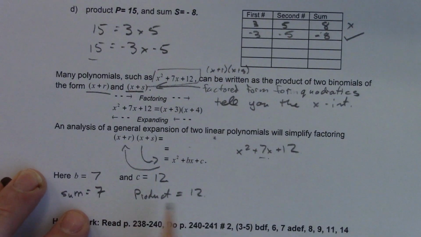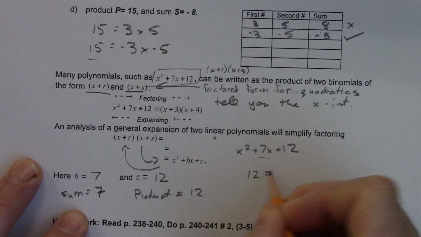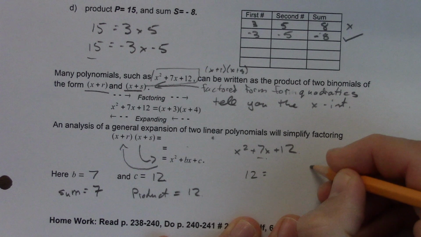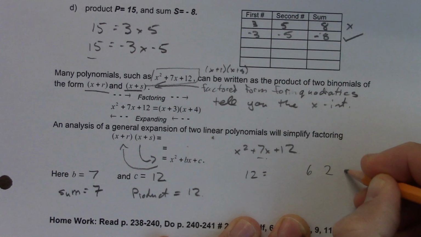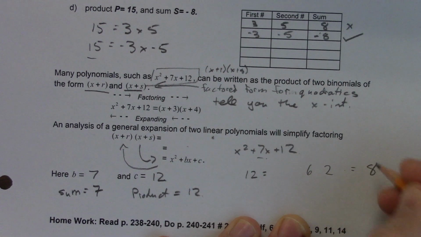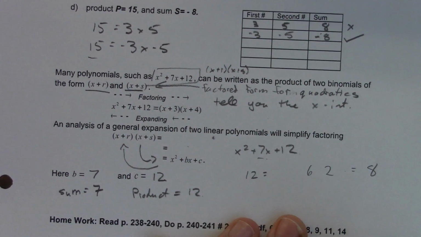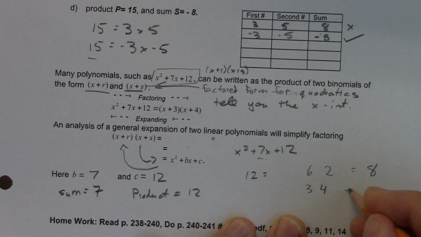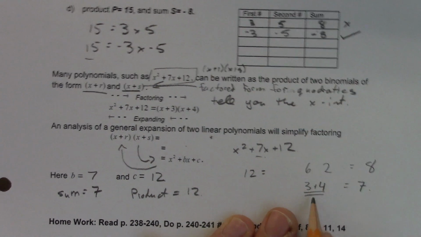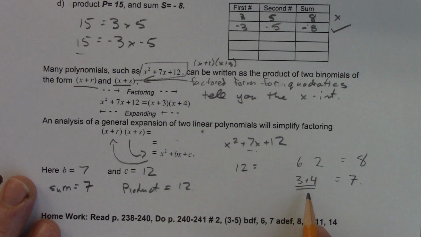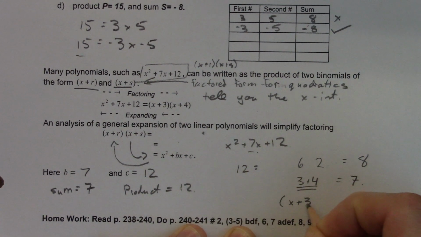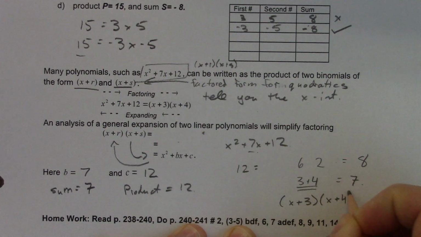So now if we try to do a product of 12, we can do two numbers. So let's say 6 and 2. That would give us 12, but it would give us a sum of 8. So that doesn't work for 7. We could do 3 and 4. That would give us a product of 12, and that would give us a sum of 7. So we know 3 and 4 are the two numbers that we need. Okay, so our factored form would be x plus 3 and x plus 4.